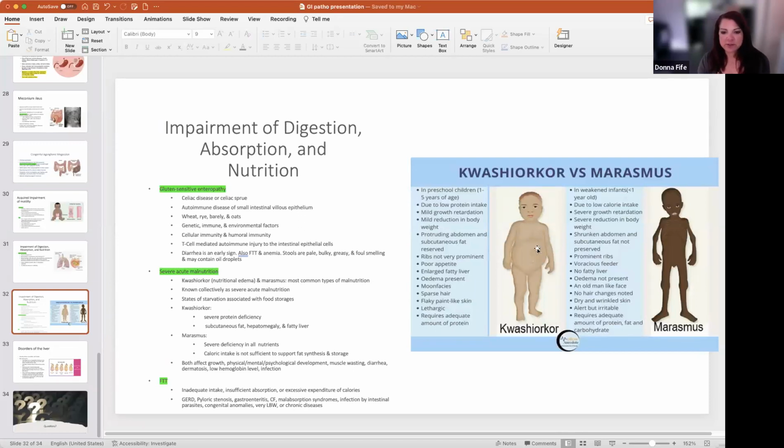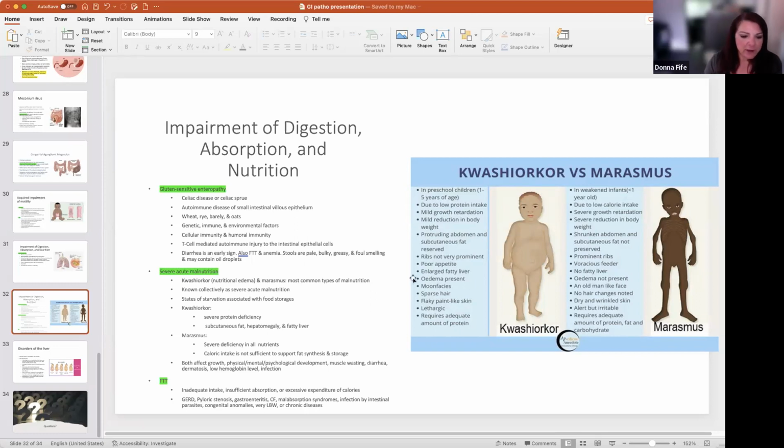And here's the difference, as you can see: with kwashiorkor you have a protruding abdomen, and this is because that subcutaneous fat is reserved. And here with marasmus, you have a shrunken abdomen because this is more of an overall nutritional deficiency, where this one is protein deficiency.